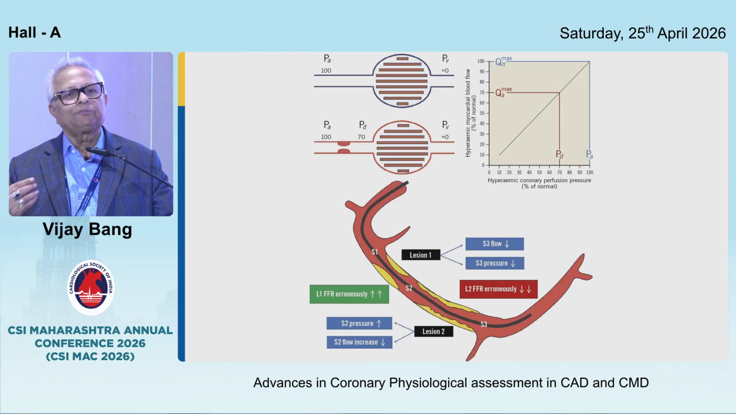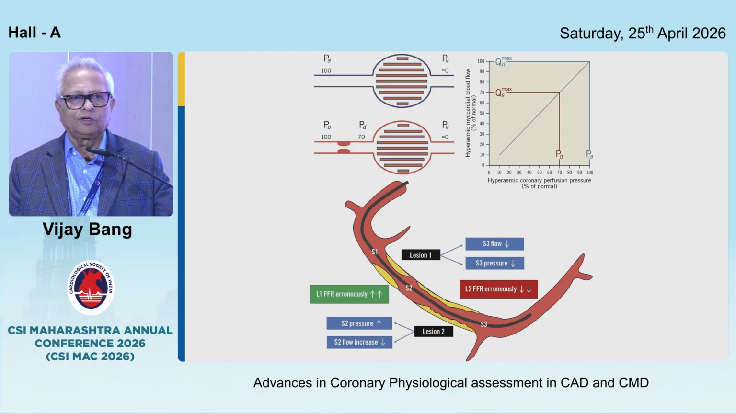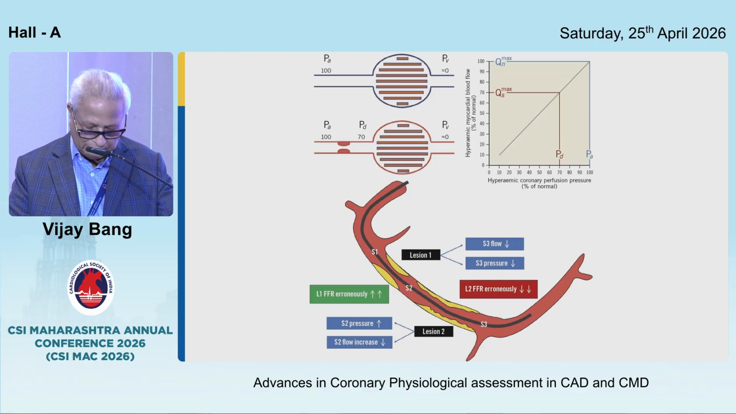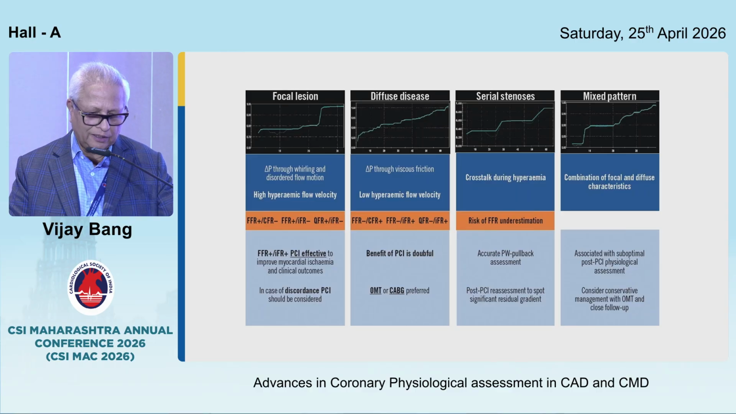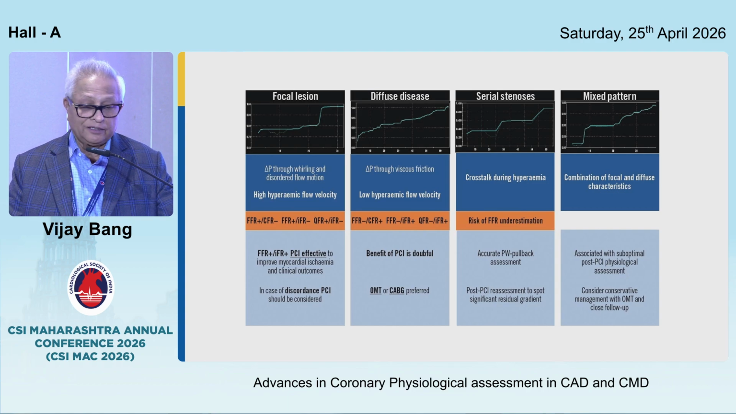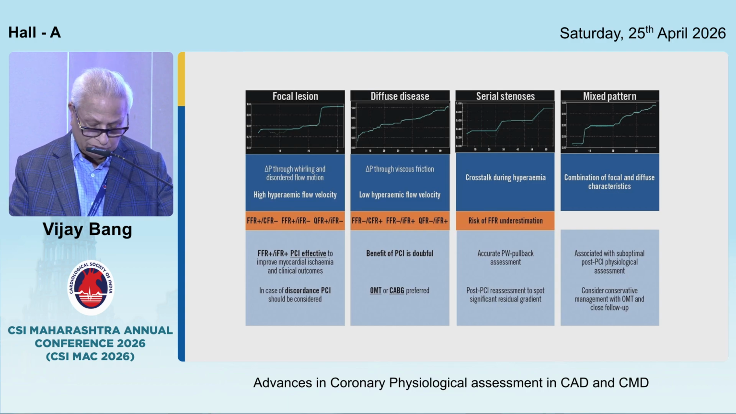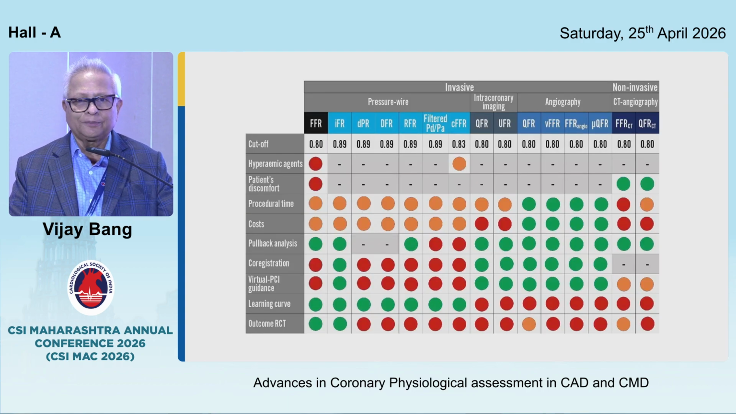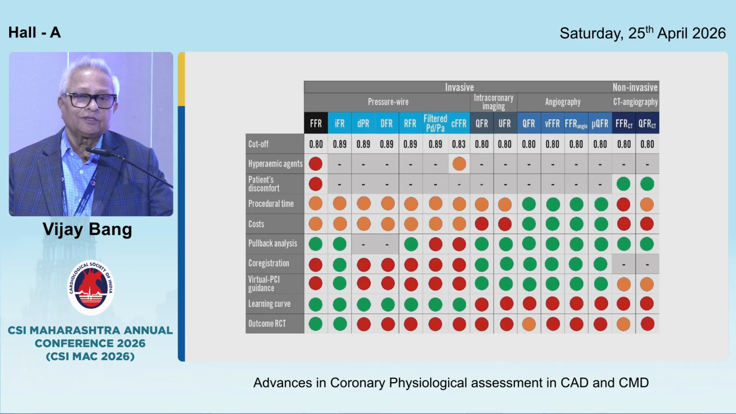But what do we do for diffuse disease, multiple blocks, serial blocks? Every time we cannot keep on repeating, open one block and do again the whole thing, pass the wire again, the pressure wire, and do the testing. And if you have a serial stenosis, then they do crosstalk. And then it's very difficult, because one underestimates the other one and one overestimates the other one. So this is a big problem.